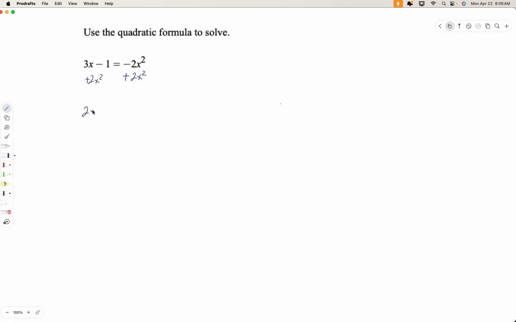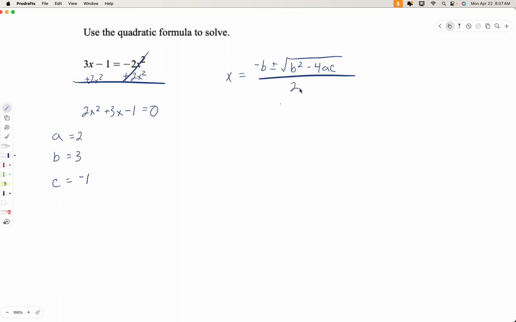So that's going to be 2x squared plus 3x minus 1 is equal to 0, because that's what we get, right? So now we know what our a is. Our a is our x squared term, so that's positive 2. B is equal to positive 3, and c is equal to negative 1. So these are our values for our quadratic equation. x is equal to negative b plus or minus the square root of b squared minus 4 times a times c over 2 times a. It's always the same formula.